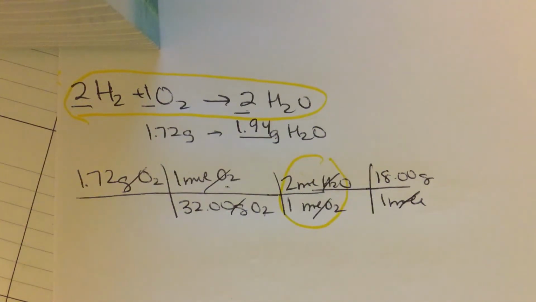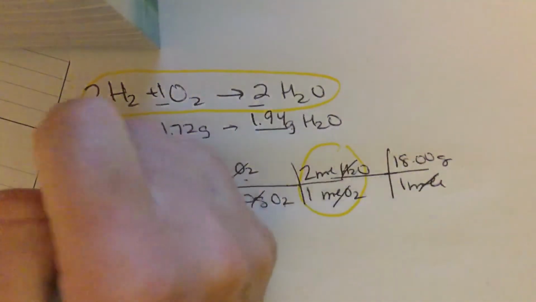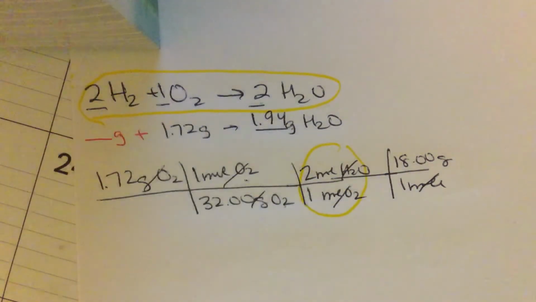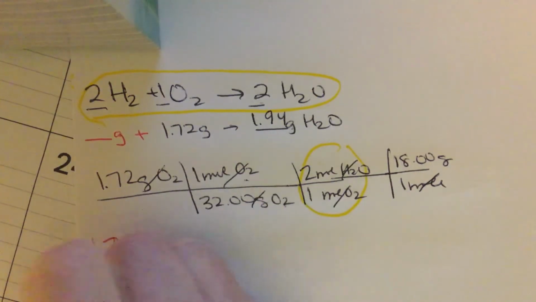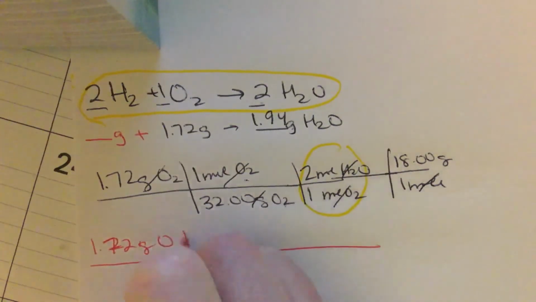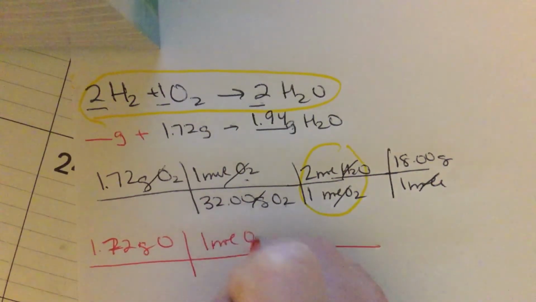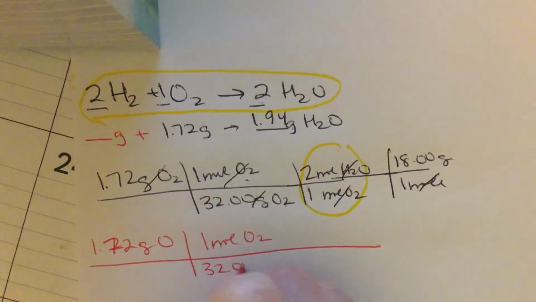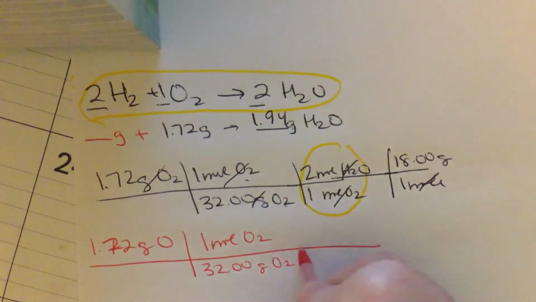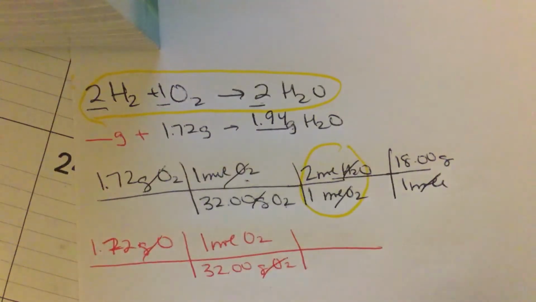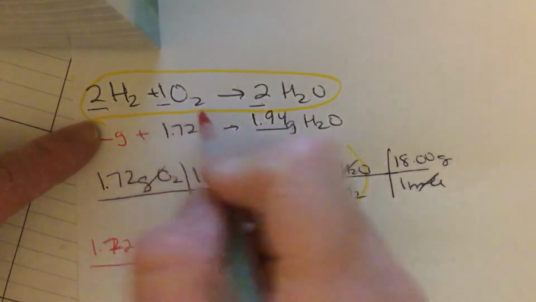Okay? Now, you could also say, okay, well now we got that going for us. How many grams of hydrogen should I have put in there to make this work out? Well, start off with 1.72 grams of oxygen. Start off with what you started off with before. 1 mole of oxygen over 32.00 grams of oxygen. That part's the same.